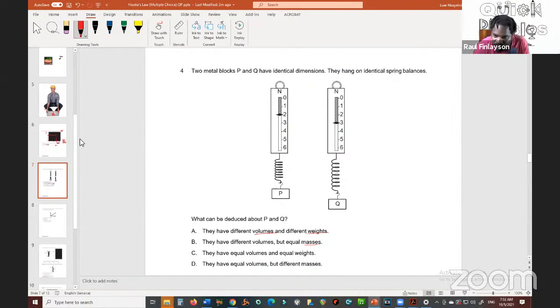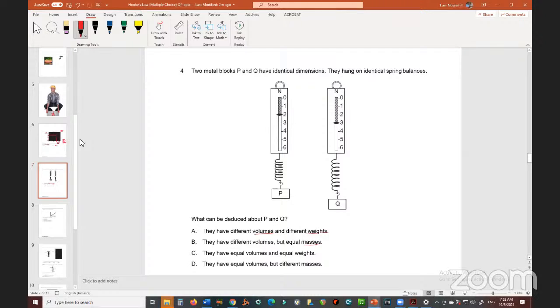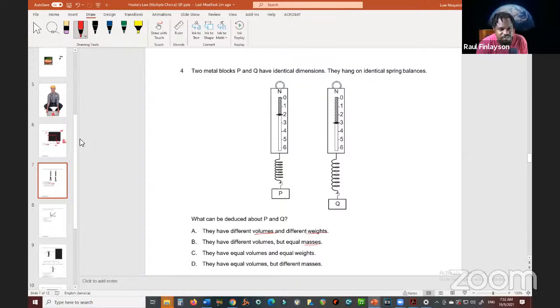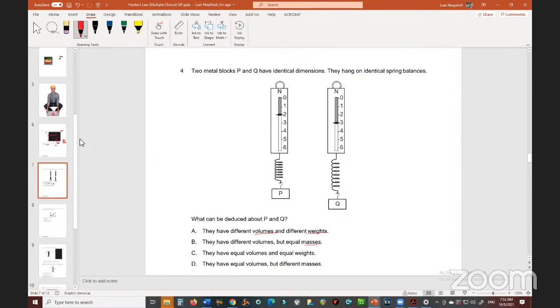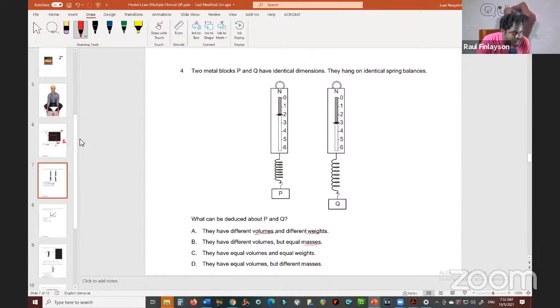Sir, it's A for real. It's A. Sir, probably B, because we probably have equal masses. No. All right, let's just go into the question and see if we're understanding what it's saying carefully.